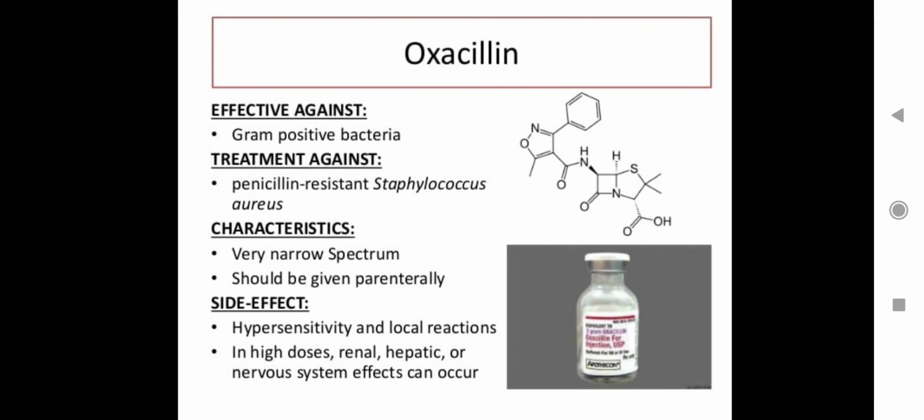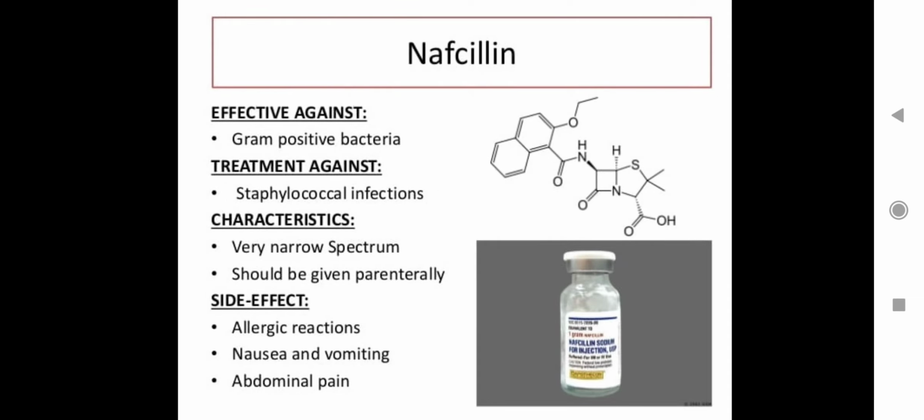Coming to oxacillin, it is also effective against gram-positive bacteria, and it is used for treatment of penicillin-resistant Staphylococcus aureus. This is also a very narrow spectrum penicillin and should be given parenterally. It causes hypersensitivity and local reactions.